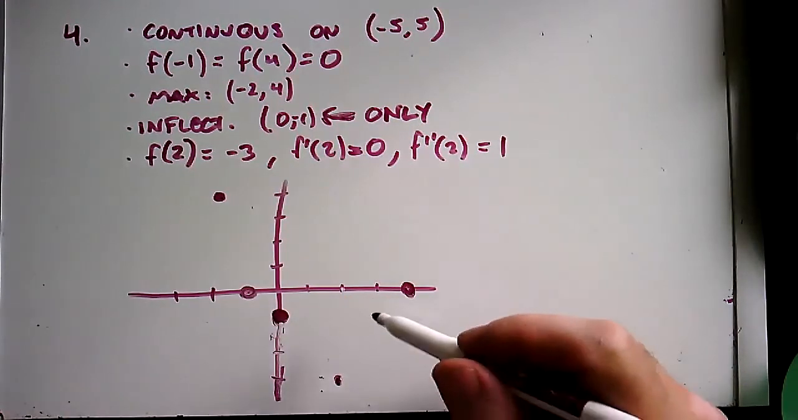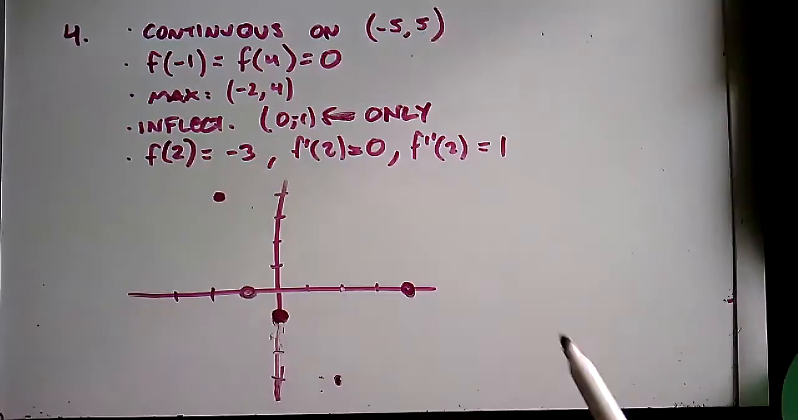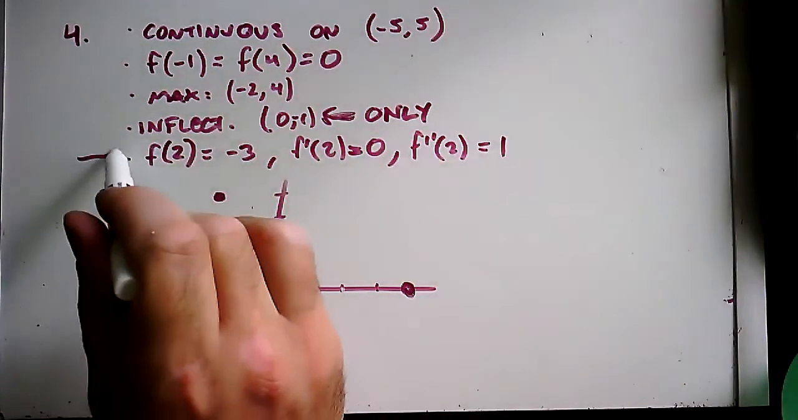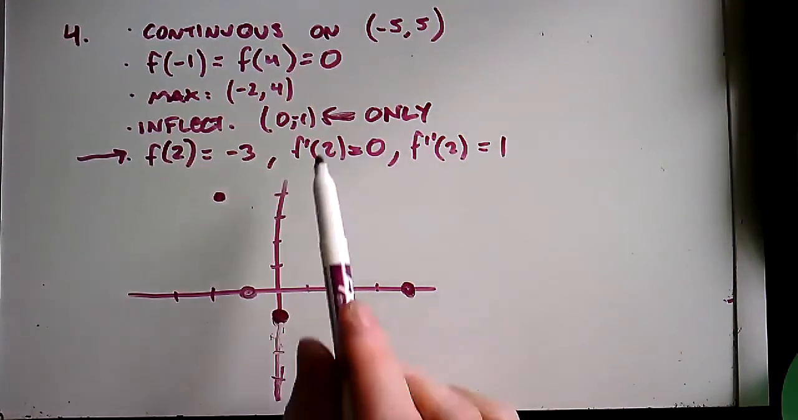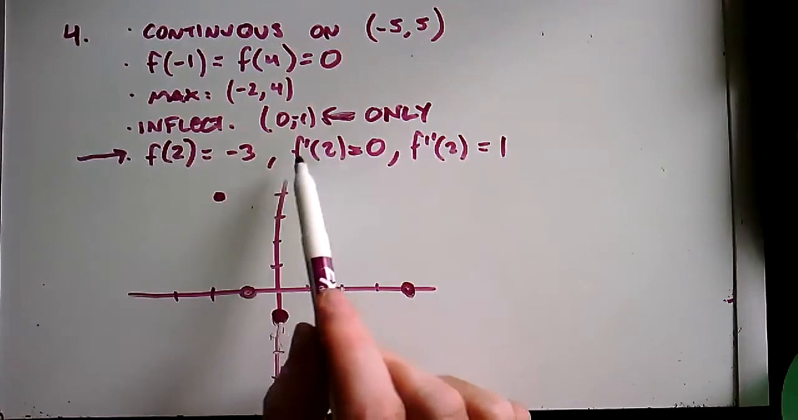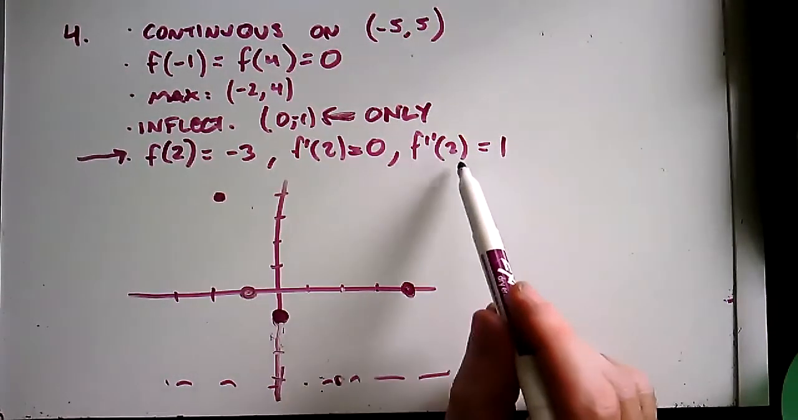And we'll see if we can make that work. Okay, so let's see what we have here. I'm going to start actually with this last piece. This is an interesting one. So what I've given you is the function value, so (2, -3). I've told you that the derivative evaluated at that point is 0, so that means there's a horizontal tangent here. And then f double prime of 2 is 1.